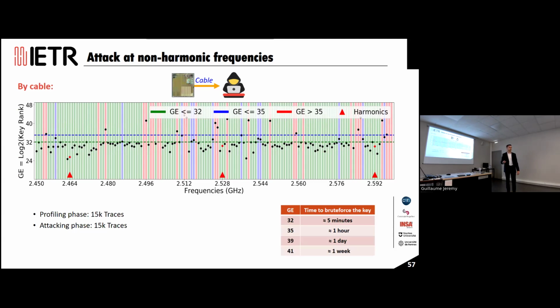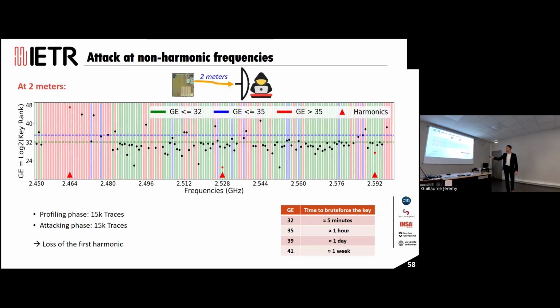Then we perform the same experiment, but at a distance of 2 meters. And here we are losing the first harmonic and all the frequencies around it because they are polluted by legitimate signal. But what is interesting to observe is that for every frequency that is not polluted, the attack performs very well, also at non-harmonics and not only at the harmonics.